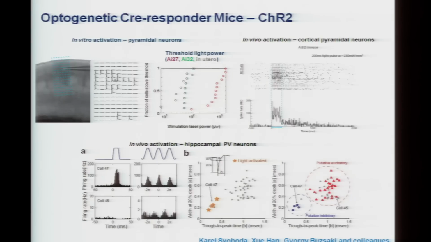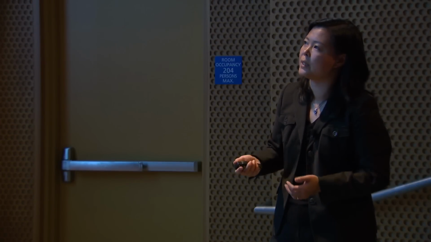Ai27 expresses channelrhodopsin linked to tdTomato. Ai32 expresses channelrhodopsin linked to EYFP. For whatever reason, the Ai32 line is super sensitive to light, and its sensitivity is comparable to in utero expressed or virally transduced channelrhodopsin expression, as shown in this in vitro slice work. Also, we have data demonstrating that in vivo activation of cortical neurons in awake behaving animals can be easily achieved using a normal light level that people use in conjunction with channelrhodopsin-expressing viruses.